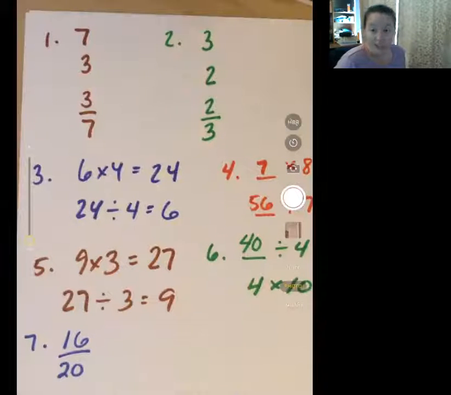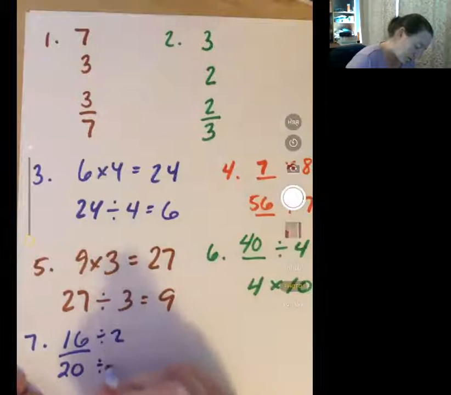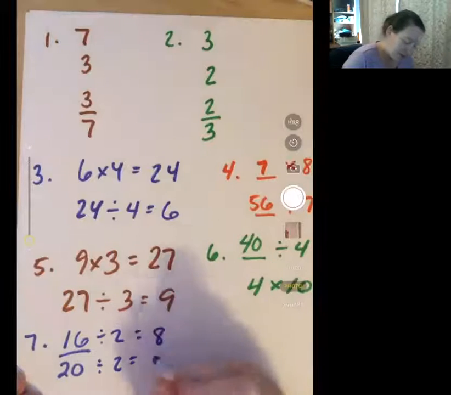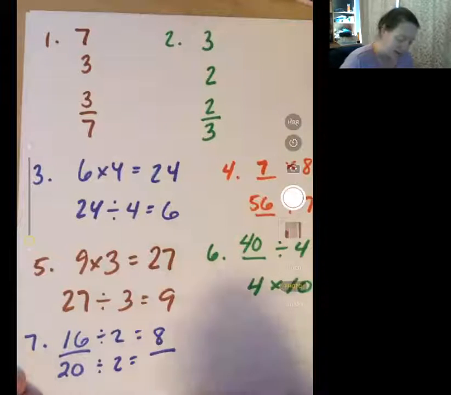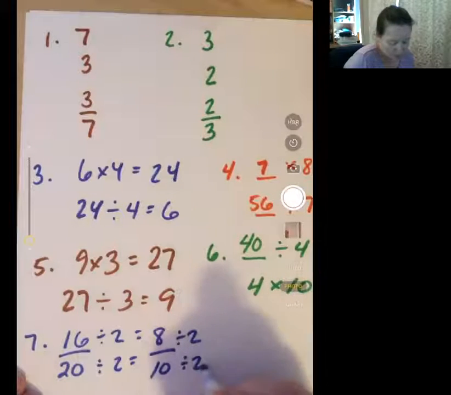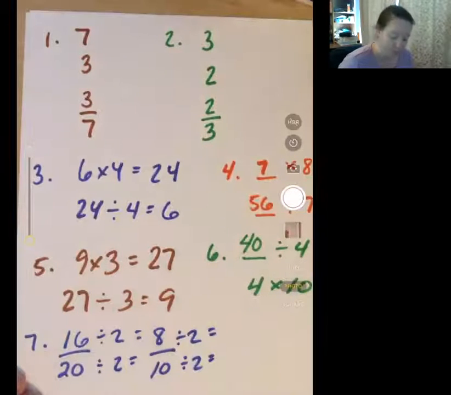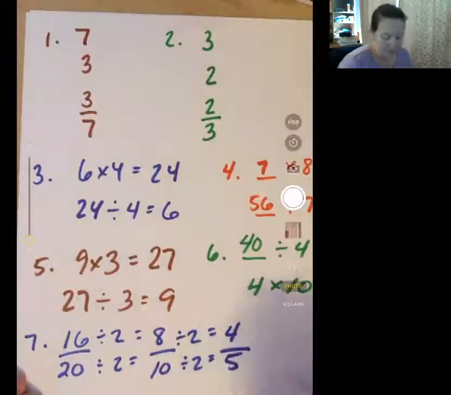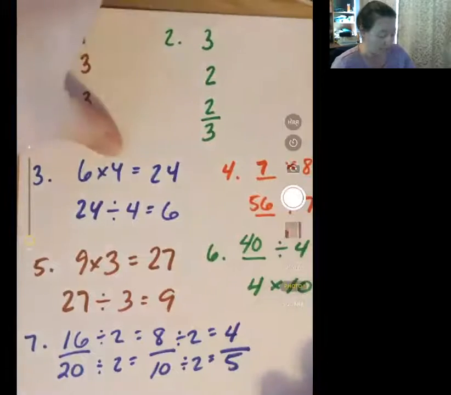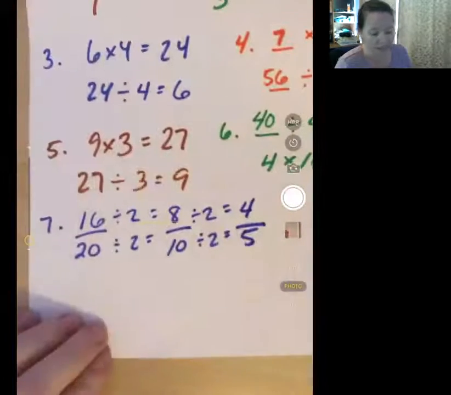So I can look at this and I can ask myself, what can I take out of this? Well, they're both even, so I can take out a 2. 16 divided by 2 is 8. 20 divided by 2 is 10. They're both still even, so I can still take out a 2. 8 divided by 2 is 4. And 10 divided by 2 is 5. I can't do anything else to it, so I need to stop there.